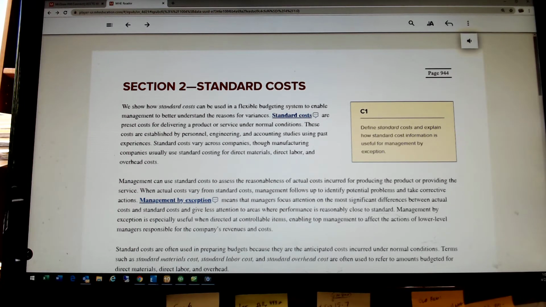But as the production levels go up, variable costs are expected to go up as well as the revenues. So that's what we talked about. So when we want to compare the actual results of operations to the budget, we want to make sure we're comparing it to the correct budget, what the numbers should be at the correct level of activity.